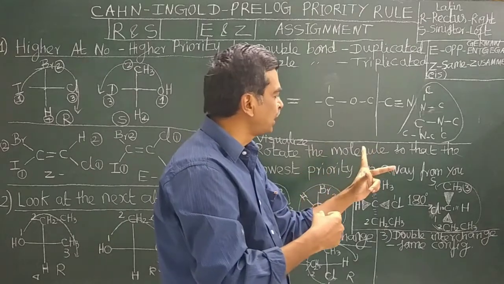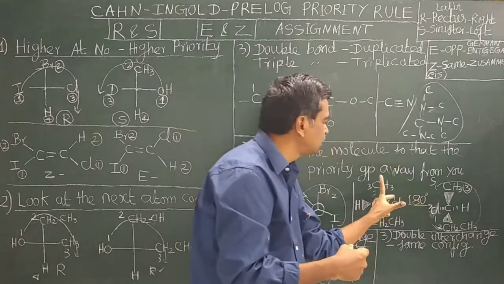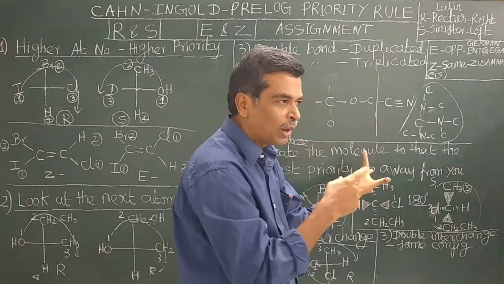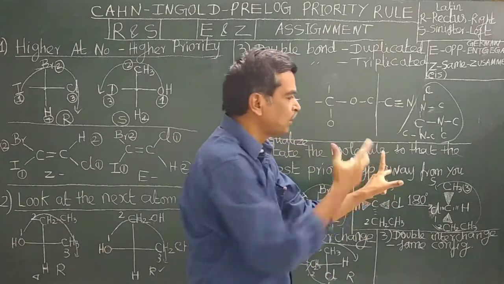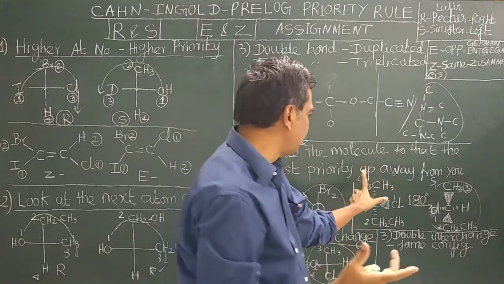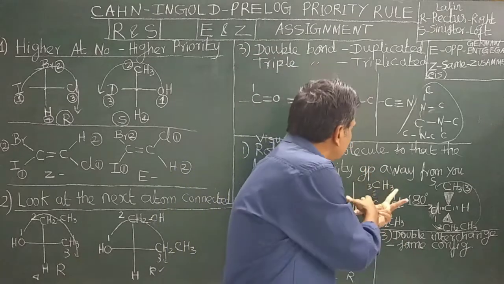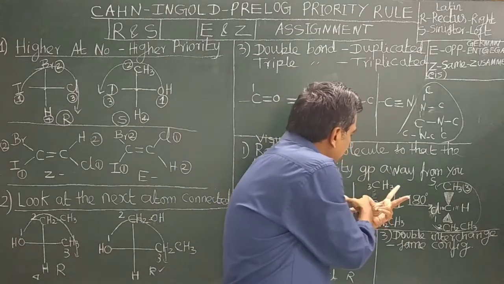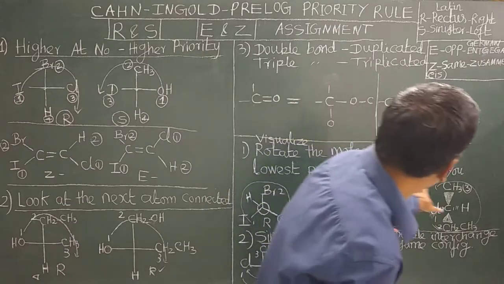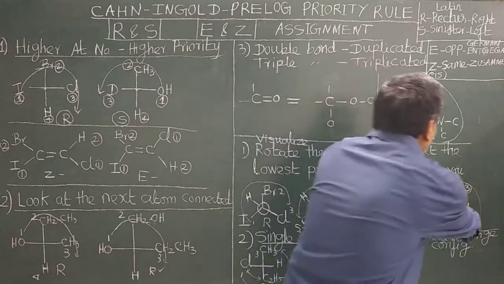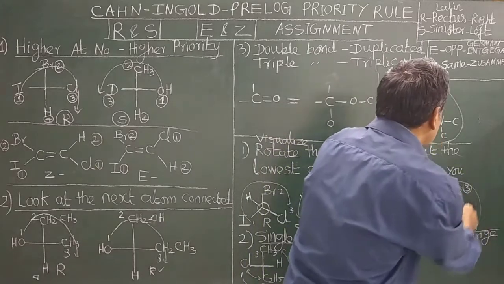Therefore, you just rotate 180 degree. I am just rotating the molecule, not converting. This isomer is different. Now you see this hydrogen on the left hand side. I am just rotating the molecule, just the same molecule only. Now you see hydrogen is on the right hand side, chlorine on the left hand side.